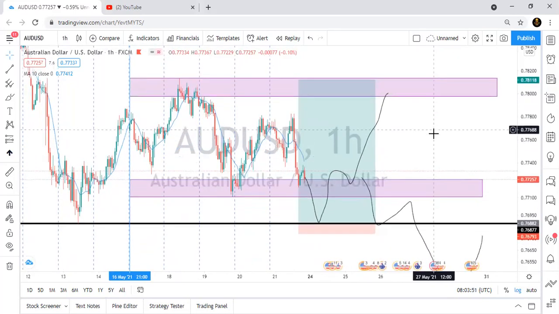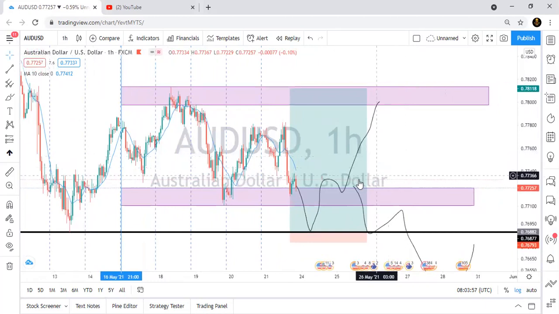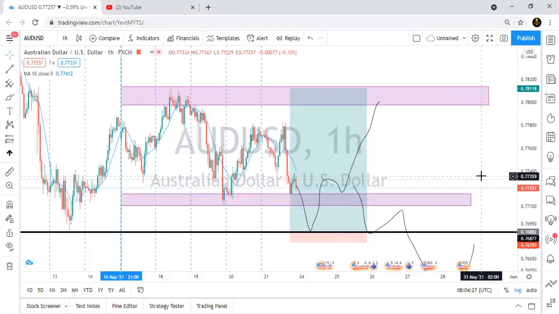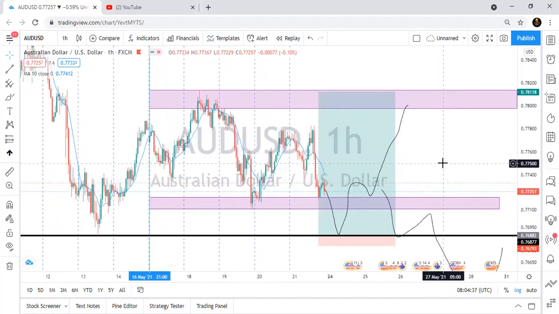This is Australian USD. This is what I see. I'm waiting for it to come and test this weekly demand zone and then go up. I'm expecting it to proceed going down and reject here, go up and retest that daily demand zone and then continue down. Something like that. But all I'm looking for is to go long. Maybe by Tuesday it's going to create the low of the week, then it might go up.